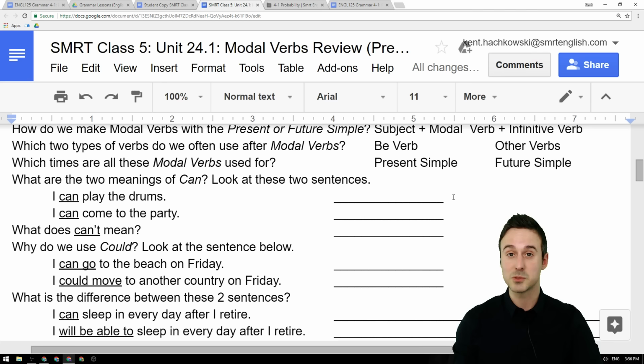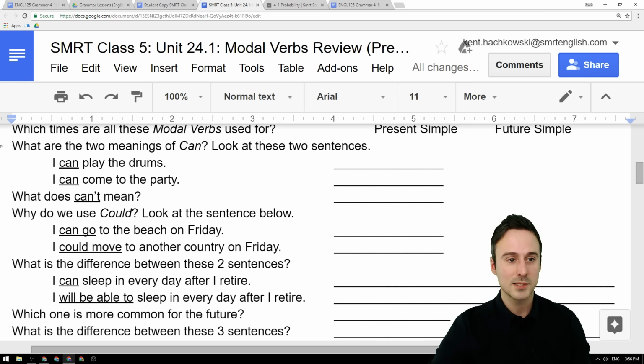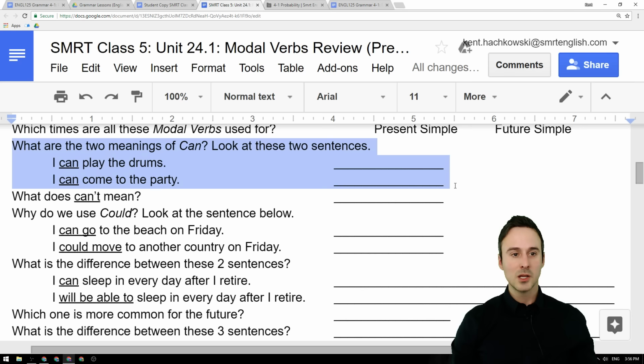Now let's get into the tricky stuff. So let's take a look at these two. I'm going to try to keep these highlighted so I don't move around too much. What are the two meanings of can? And you've probably seen this before, but there we go. Paolo's on it. That's a boy, Paolo. Ability and permission is correct.